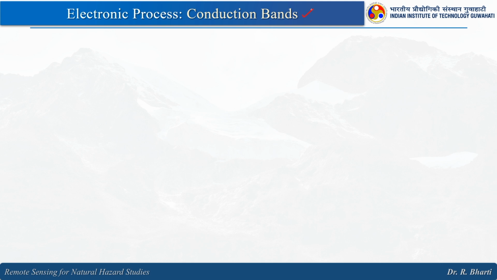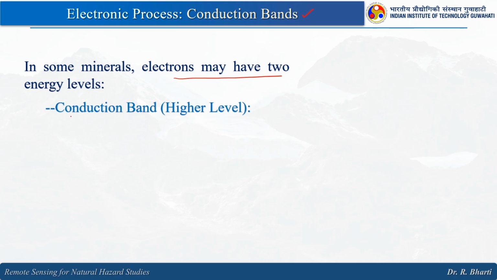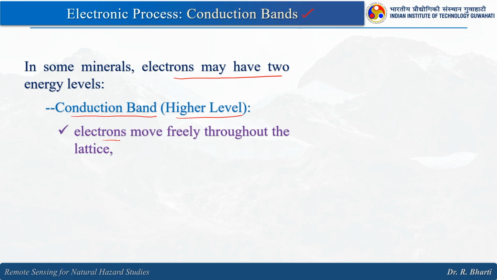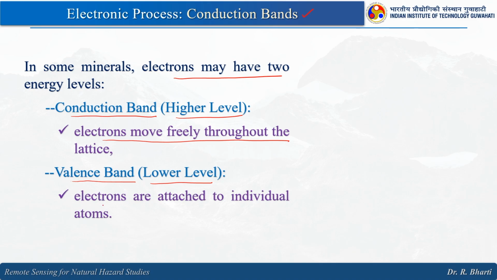Now, let us talk about the conduction band. In some minerals, electrons may have two energy levels. One is the conduction band, that is the higher level. Here the electron moves freely throughout the lattice. The second one is the valence band, which is the lower level. Electrons are attached to individual atoms. So, here they are moving freely throughout the lattice, here they are attached. So, this is the valence band and this is the conduction band, right.